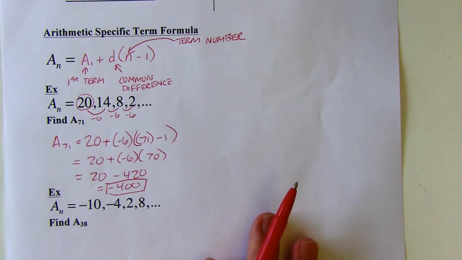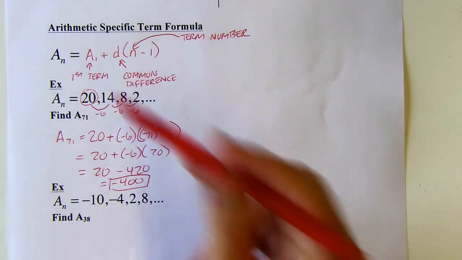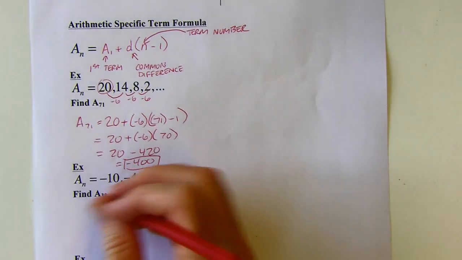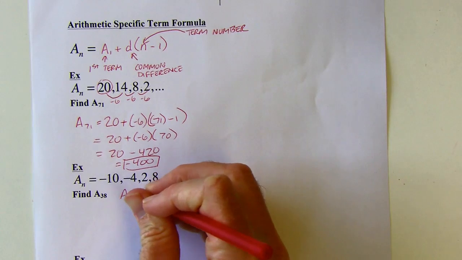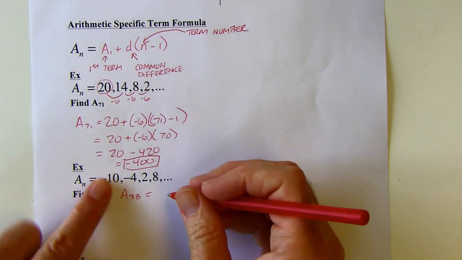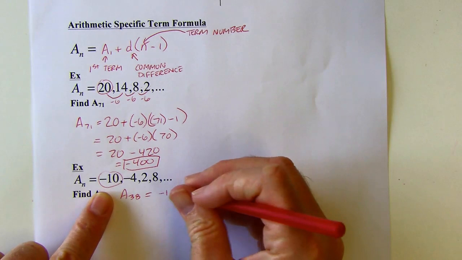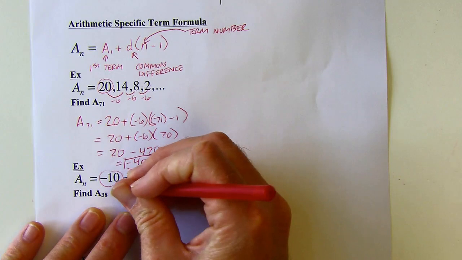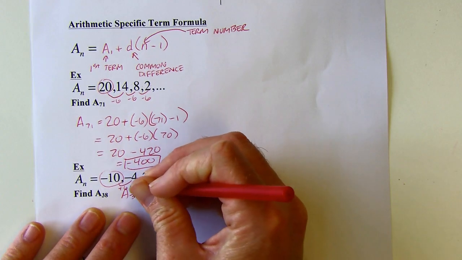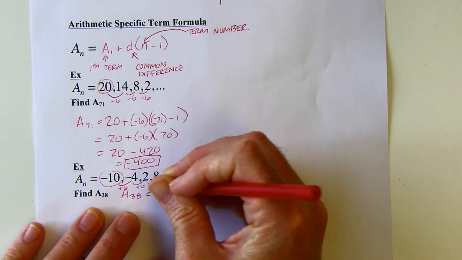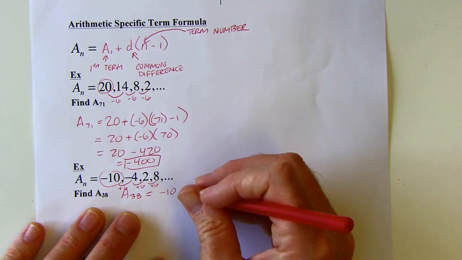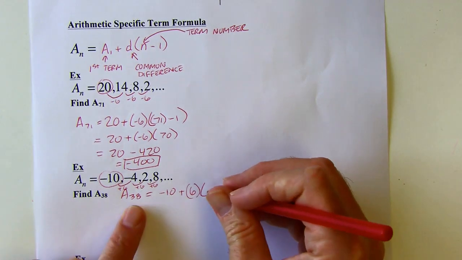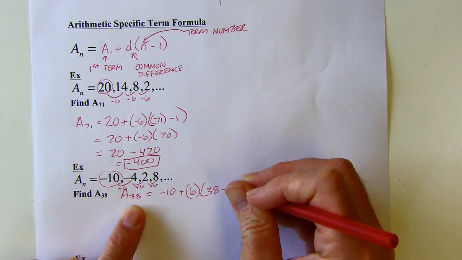All right, so let's try another here. You can pause the video and try it out if you like. I'm going to use that formula at the top of the page, so I'll leave that on screen. Okay, so I'm looking for a sub 38. So I'm going to take the value of the first term, which I can see is negative 10. Then I'm going to take the difference. I didn't leave myself space again, but I'm going to be adding 6. And I can see it works all the way down the line, so my difference here is positive 6. And then my n is 38.